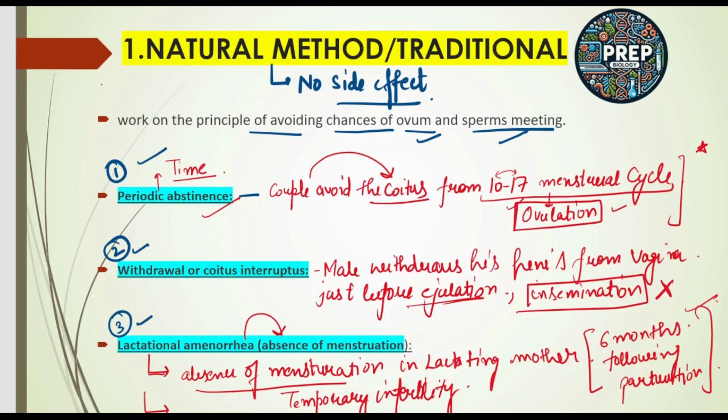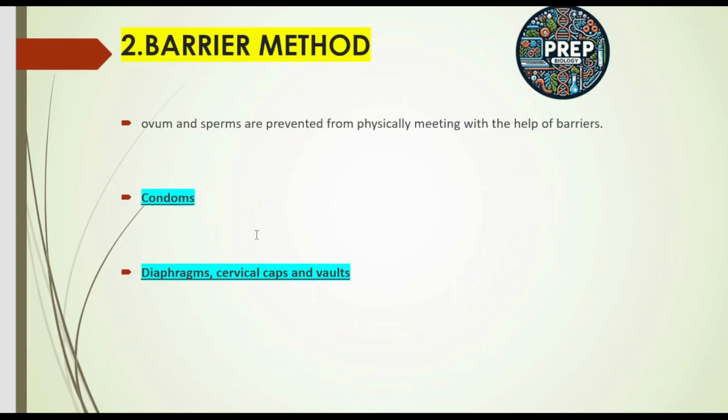The second method is the barrier method. Barrier methods work on the principle that the ovum and the sperms are prevented from physically meeting with the help of different barriers. So the ovum and sperms are not fused with each other, and pregnancy is prevented by the use of different barriers.